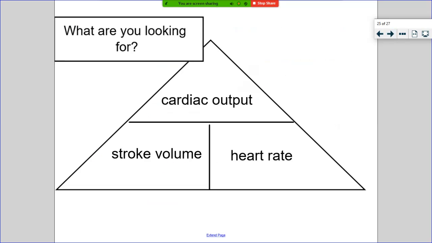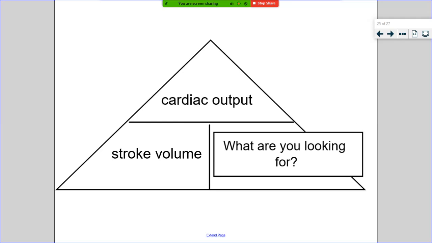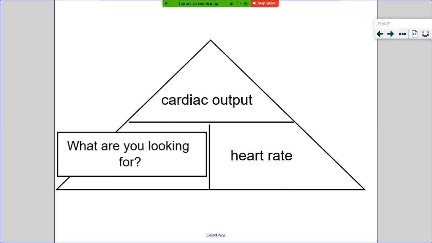It might be worth learning the triangle. So cover whatever it is that you're looking for. So if we cover up cardiac output, cardiac output equals stroke volume multiplied by heart rate. If we're looking for heart rate, cover up heart rate. Heart rate equals cardiac output divided by stroke volume. Or if you're looking for stroke volume, stroke volume equals cardiac output divided by heart rate.